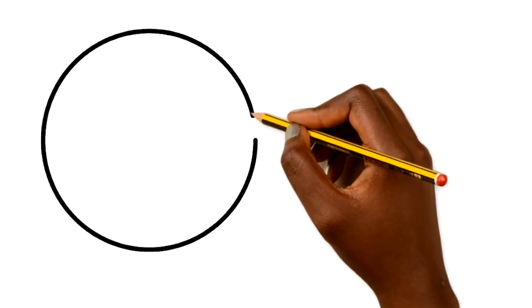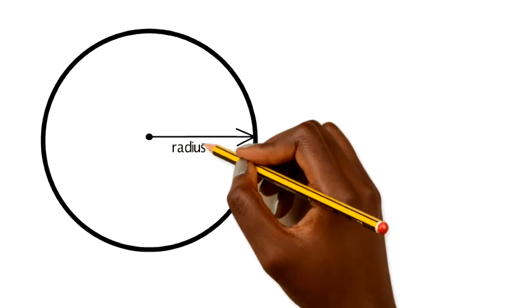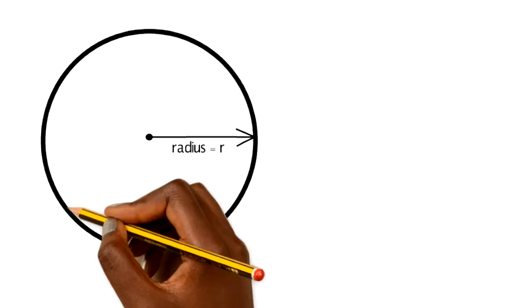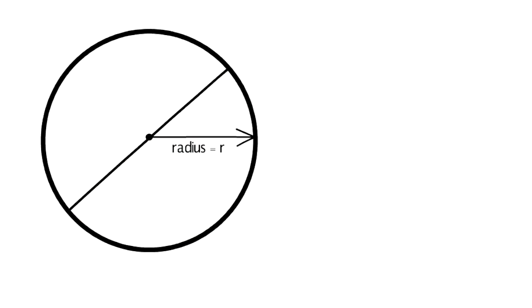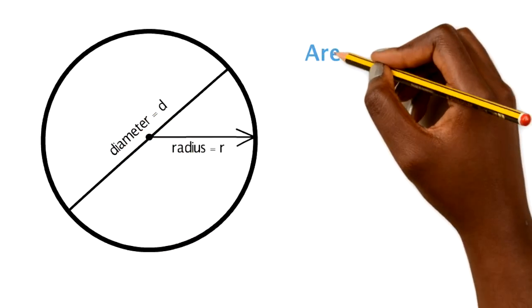Let's go. Okay, so here's our little circle. Just to recap on a few parts of circles. The first thing is the line from the center to the edge of the circle, which is known as our radius, abbreviated as the letter R, and the length of the line that goes through the center of the circle is known as the diameter, abbreviated as D.